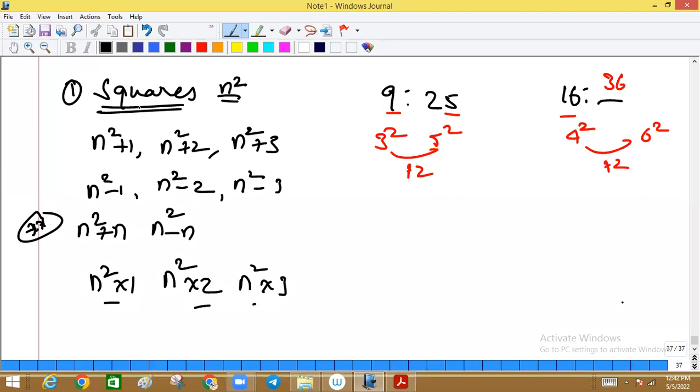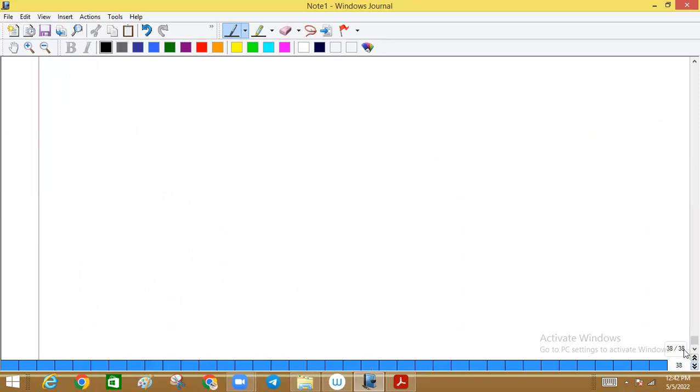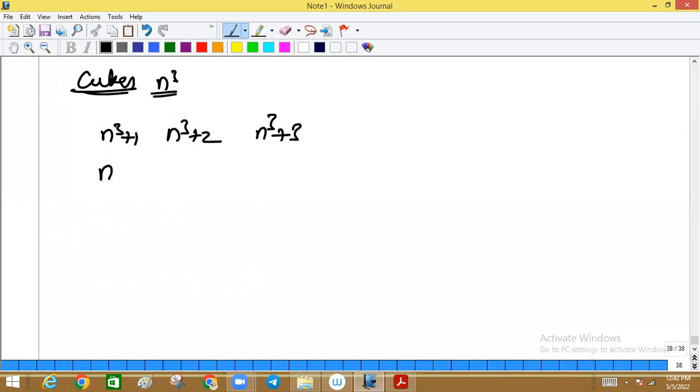Okay. Second one, cubes. Same here also. The format may be of cubes also. Similarly, the format may be n cube plus 1, n cube plus 2, and n cube plus 3. Why am I giving up to 3 only? Because SSC maximum asked plus 3 only. Sometimes they may ask even cube plus 7, cube plus 8 also. Similarly, n cube minus 1, n cube minus 2, and n cube minus 3, and so on.